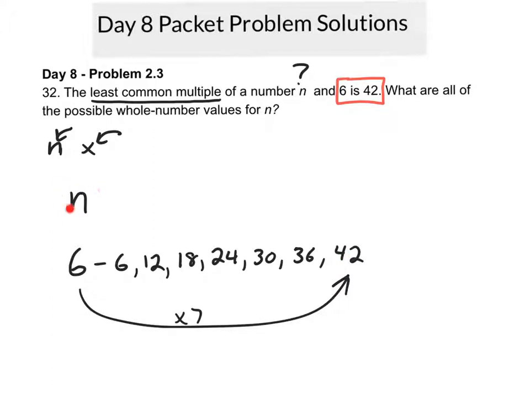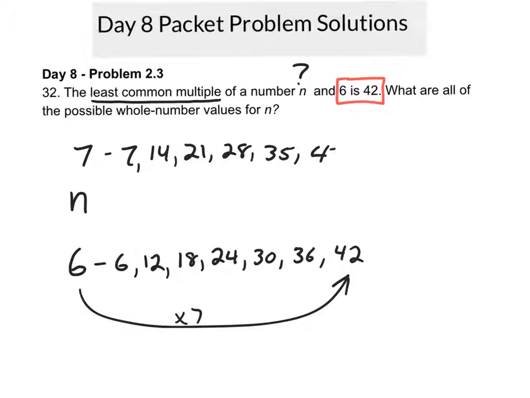So we need to find a number that also has 42 as the smallest multiple. Well, if I did 6 times 7, maybe, just maybe, we should try to say, okay, instead of n, I'm going to erase this. Let's try 7, since we see 6 times 7 is 42. So up here, let's do the multiples of 7. 7 times 1 is 7, 7 times 2 is 14, 7 times 3 is 21, 7 times 4 is 28, 7 times 5 is 35, and 7 times 6 is 42. So we've got a match.